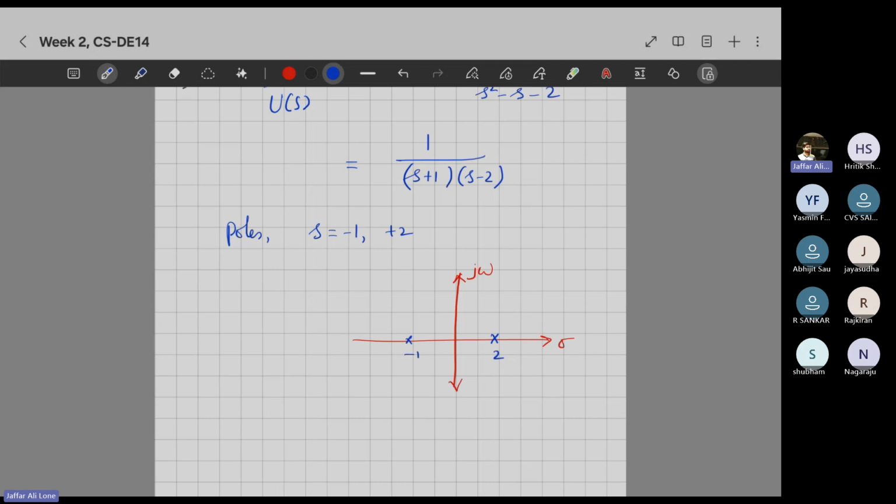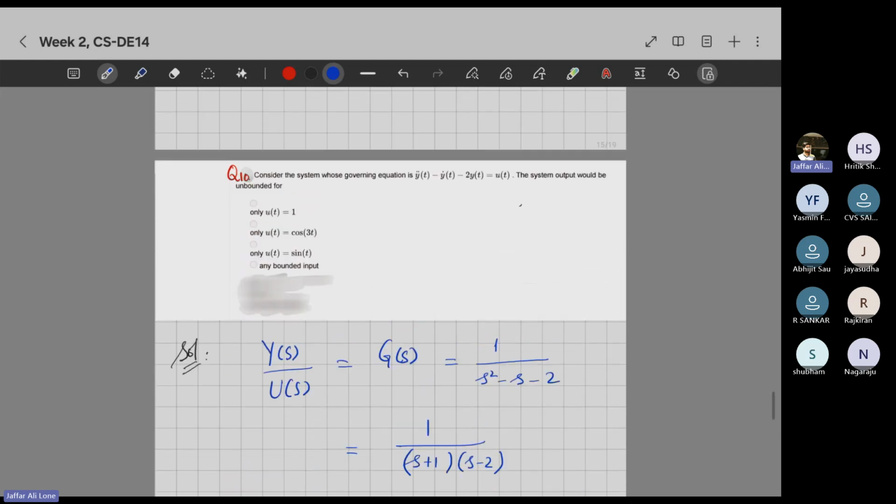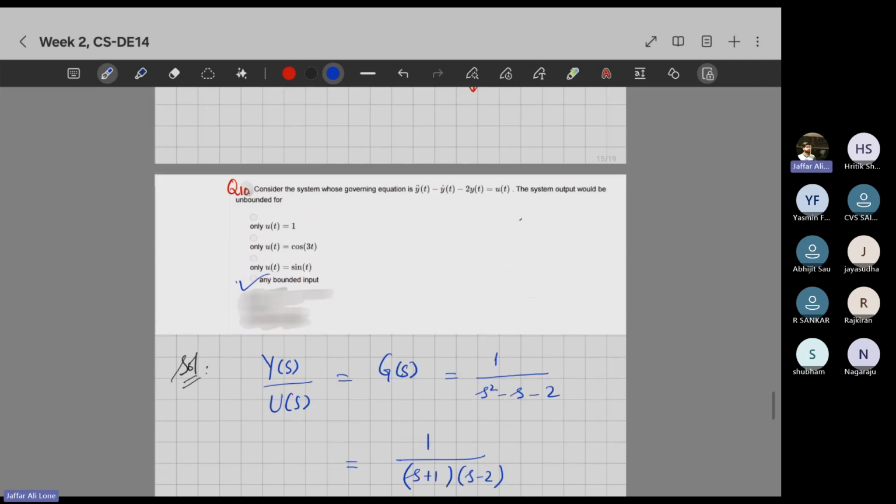Whenever you are solving such questions, first make sure that you plot the poles and decide from the pole locations whether your system is stable or not. In this case, it's unstable because one of the poles is in the right half plane. So whatever input you give, the system will be unstable. If you give any bounded input, the output will be unbounded because this is an unstable system.